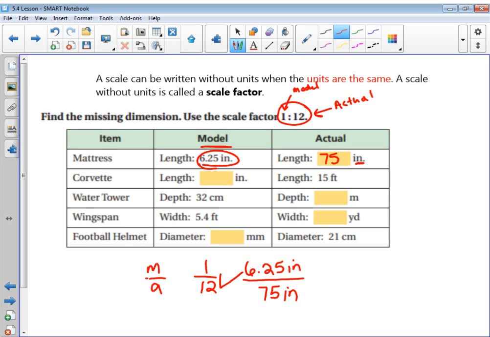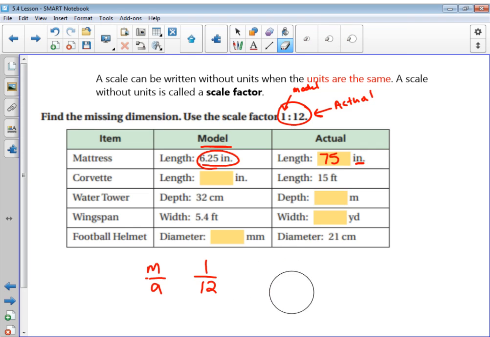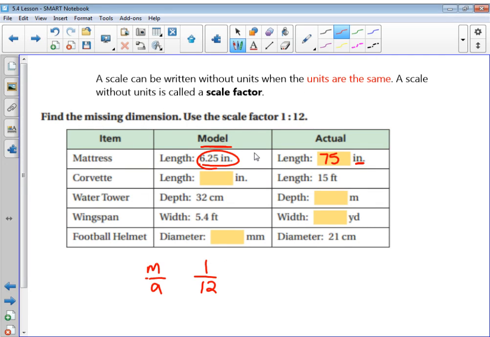Okay, so let's go ahead and look at the next one. The next one is slightly different. I'm still going to keep that same scale. For all of these, it's the same scale factor. The next one, we've got a Corvette. The model length is blank inches, so that's what we don't know. And the actual length is 15 feet. Okay, so we're going to go ahead and cross multiply and divide. 15 times 1 is 15, divided by 12 gives me 1.25. So now this is 1.25 feet.